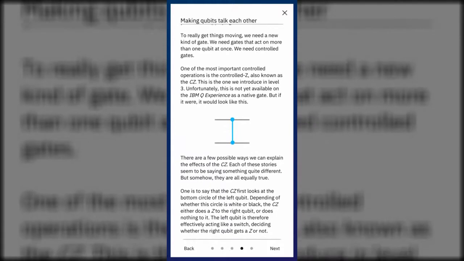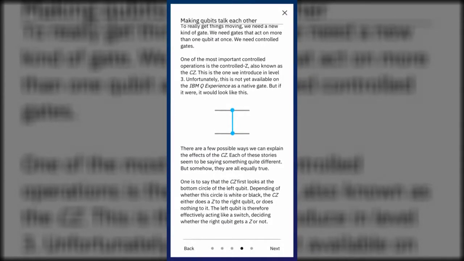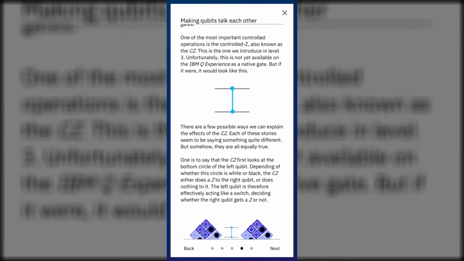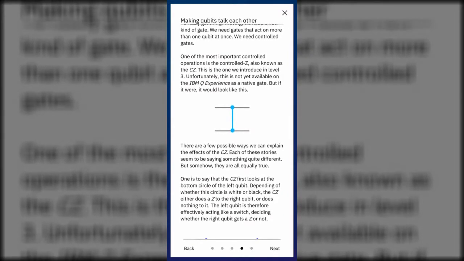To really get things moving, we need a new kind of gate. The gates are acting on more than 1 qubit. So one of the most important controlled operations is the control Z, also known as the CZ. This is the one we introduced in level 3.